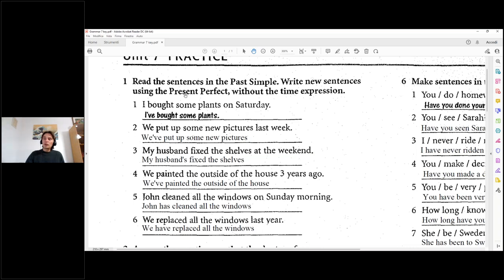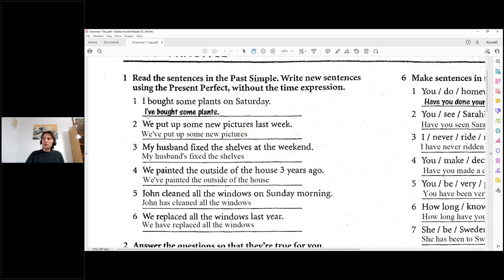I bought some plants on Saturday. Per farla diventare una frase in presente perfetto, devo necessariamente togliere il Saturday, cioè togliere l'avverbio temporale di tempo. I have bought some plants. Perché se usassi un tempo specifico, ok, allora non potrei più usare il present perfect, ma dovrei necessariamente usare il past simple. I have bought some plants.